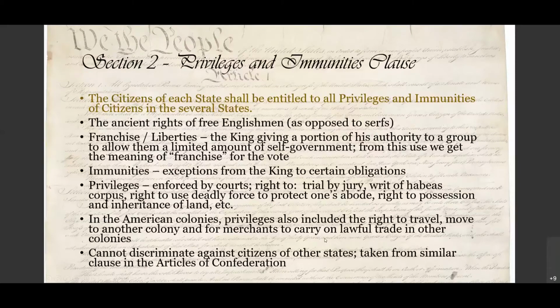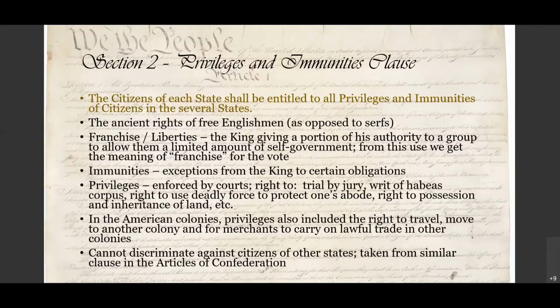We've tended to specify things by writing them out more than the British have, but we still have inherited a large body of rights from English common law. In the American colonies, the privileges also included the right to travel and to move to another colony, and for merchants to carry on lawful trade in other colonies.